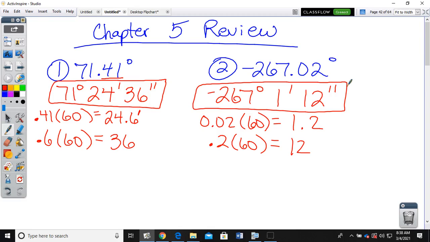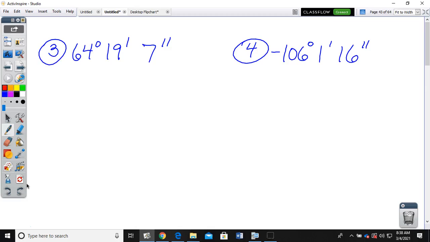Everybody good on 1 and 2? All right. 3 and 4, you're doing the reverse. They give you the degrees, minutes, and seconds, and they want you to write the decimal. So right now, I already know part of my answer is 64 point. I just have to figure out the decimal part, and they want us to round it to the nearest thousandth. Thousandth is how many decimals? 3 decimal places. Very simple to do.